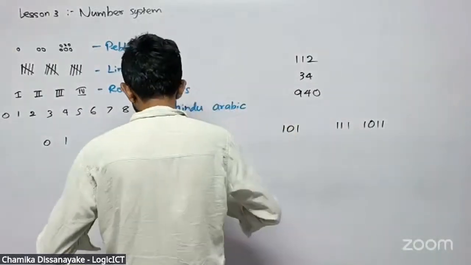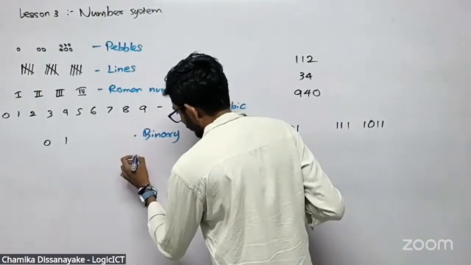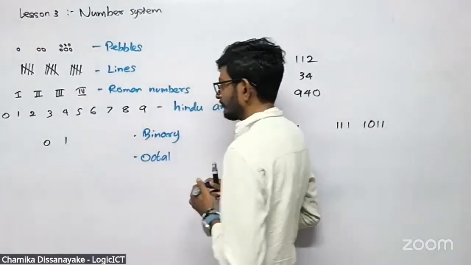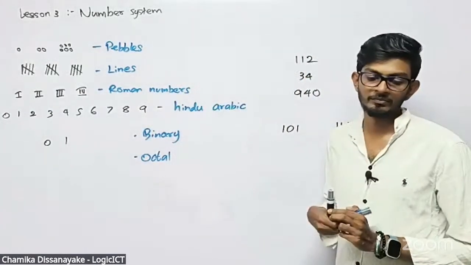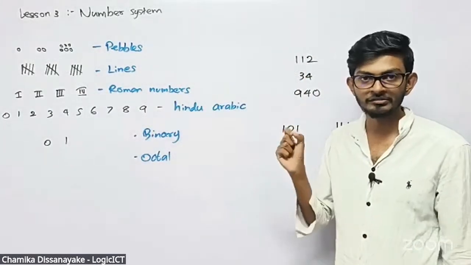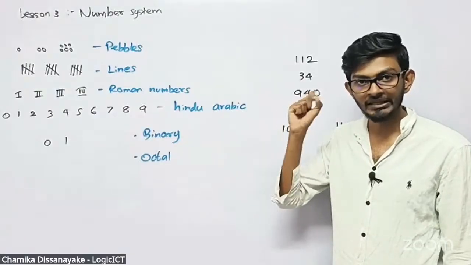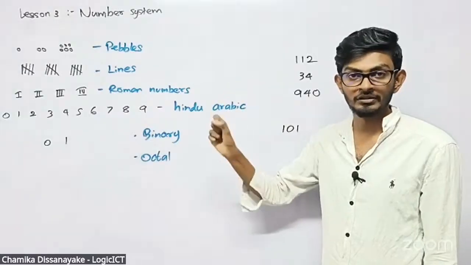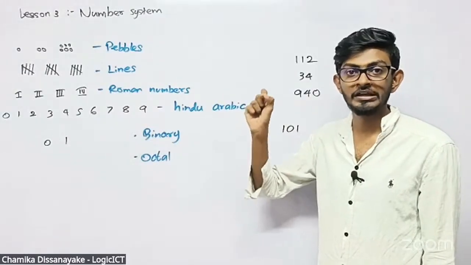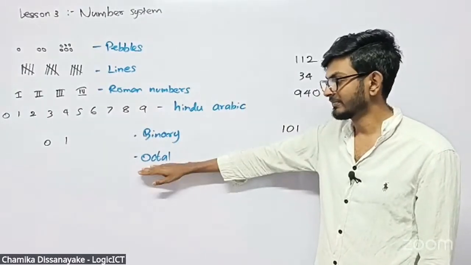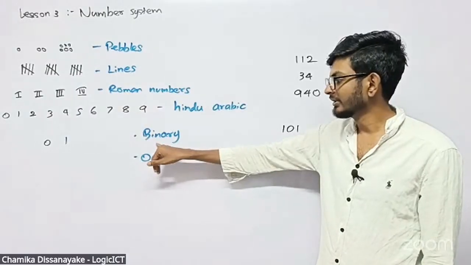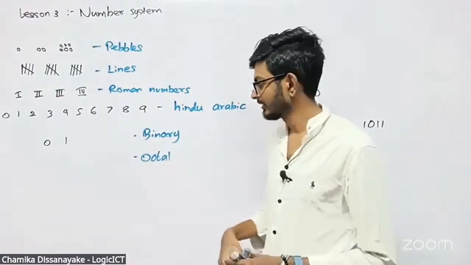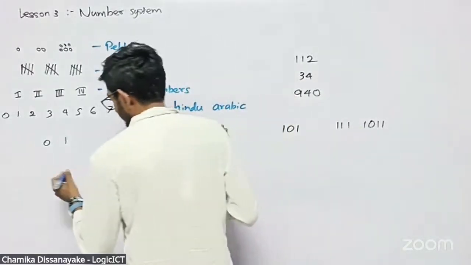Octal. We have the octal number system. Octal means 8, guys. Octal means 8. That means we are going to use 8 symbols. We are going to use 8 symbols in this number system. Binary means 2. That means we are going to use 2 symbols. So here octal, that means we are going to start from 0.